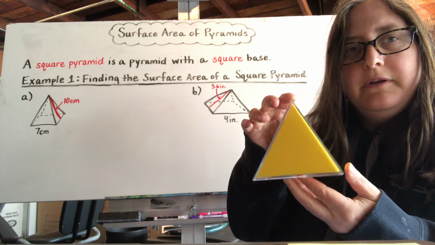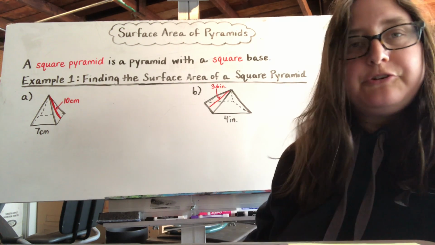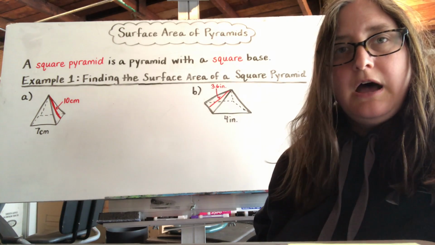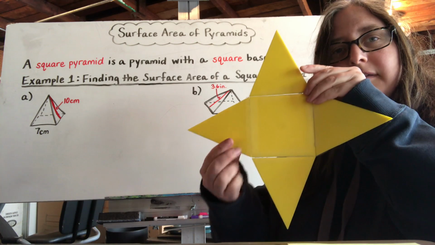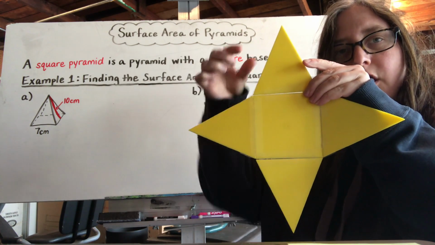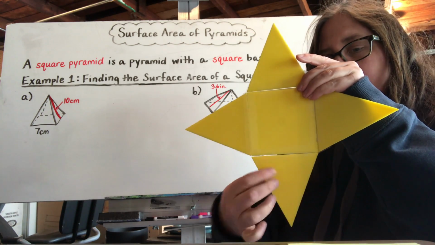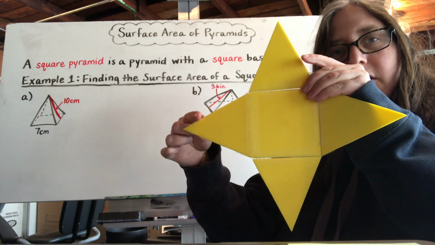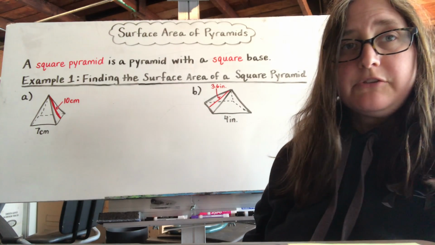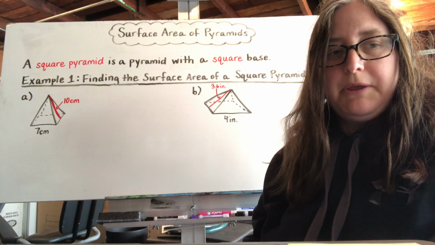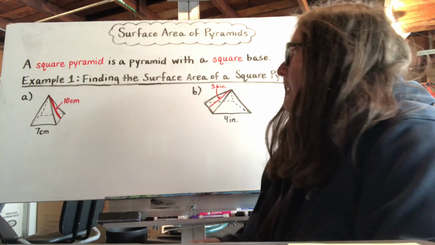are triangles. If I want to take a look at the two-dimensional version of my square pyramid, the net, it would look like this. A square base in the center with an identical triangle off of each side. All four of these triangles are identical. So when I go to find the surface area of my square pyramid, I'm going to first draw a net.